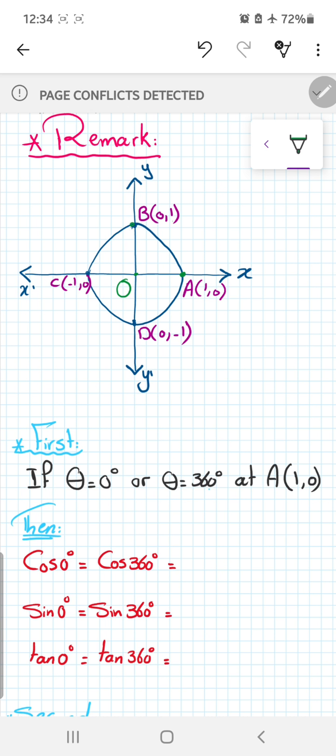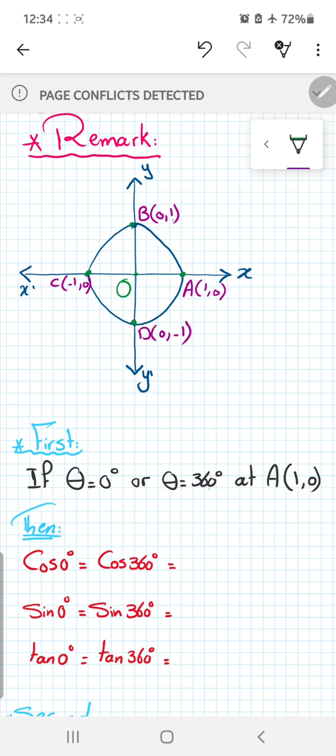Here the coordinates of B belong to the y-axis, so we don't have the value of x. So here x is 0, and the coordinates are 0 and 1. C is negative 1 and 0, as C belongs to the negative direction of the x-axis. And finally D equals 0, negative 1.